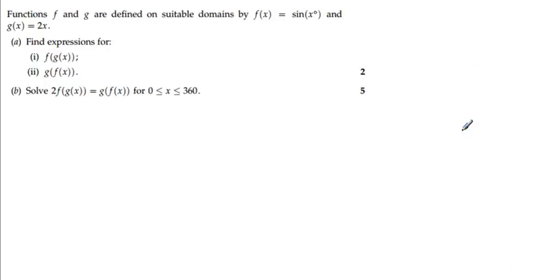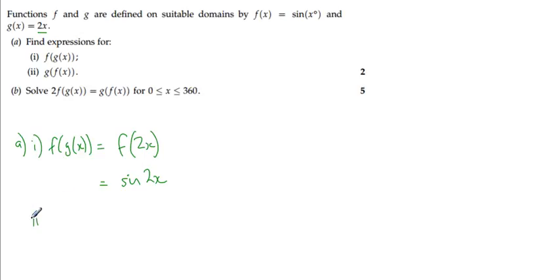Okay, changing it up slightly, at least for part A. So for part A, f of g of x. Okay, so f of g of x, we're putting g of x into f of x. So it's going to be f of g of x, which is 2x. So that means this 2x is going to replace the x in f of x. So that really means sine of 2x.